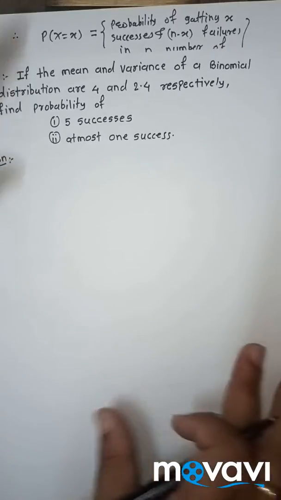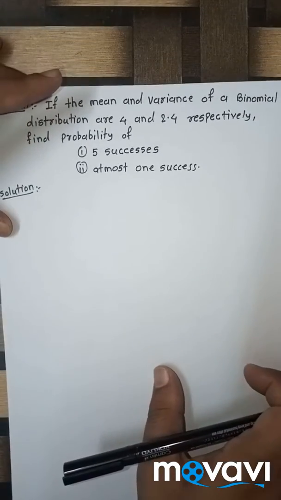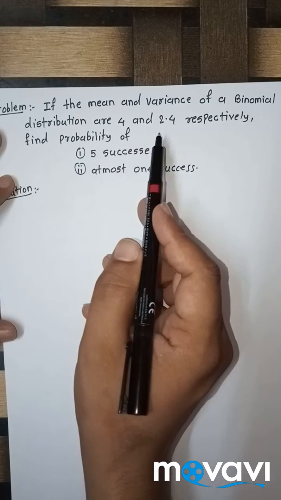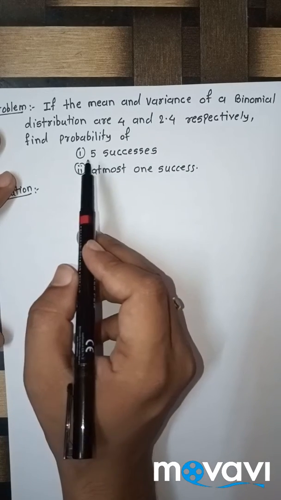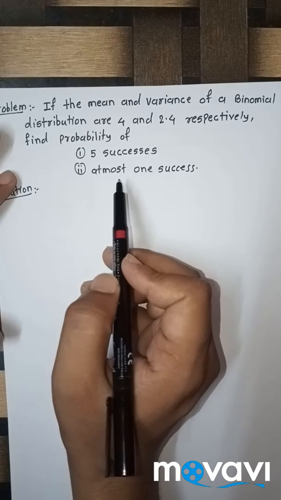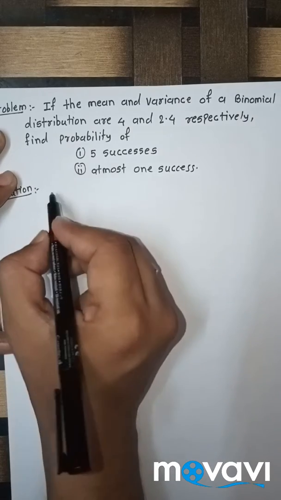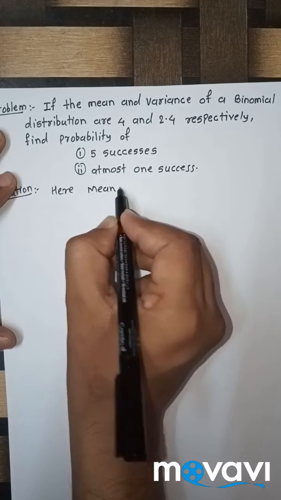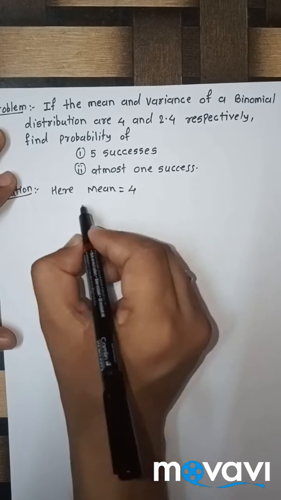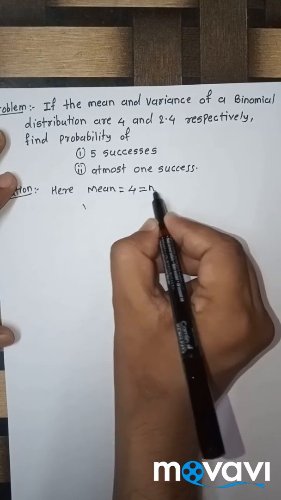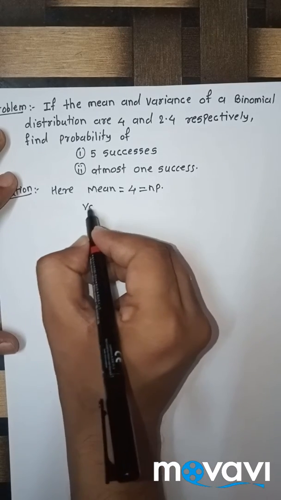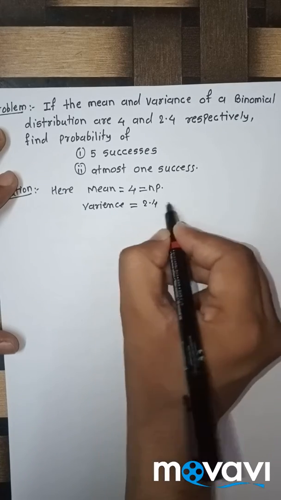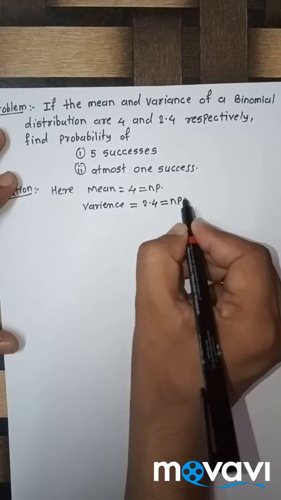If mean and variance of binomial distribution are 4 and 2.4 respectively, find probability of 5 successes and at most 1 success. Here mean is given 4 and we know that its formula is np. Variance is given 2.4 and we know that its formula is npq.